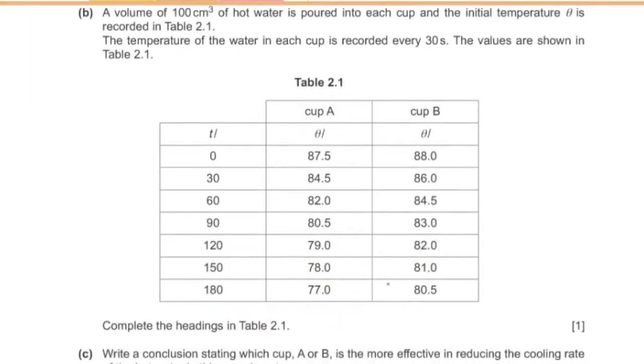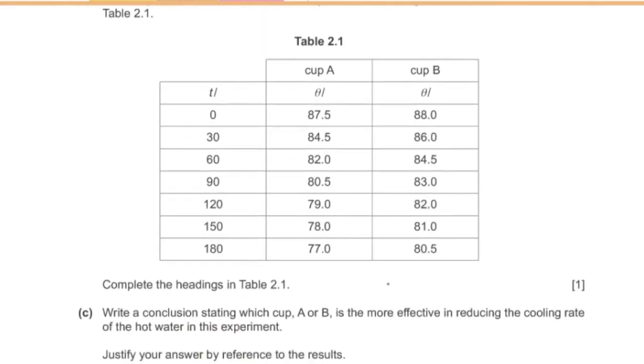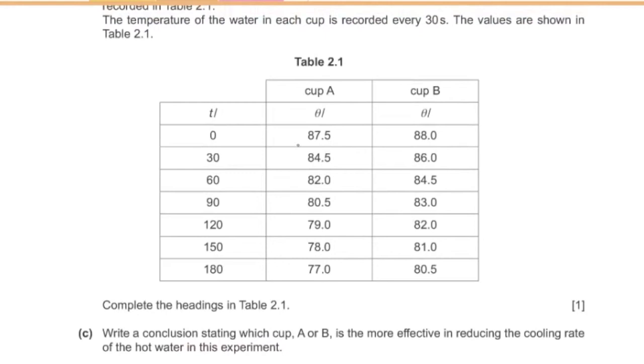Part B, a volume of 100 cm3 of hot water is poured into each cup, and the initial temperature theta is recorded in table 2.1. The temperature of the water in each cup is recorded every 30 seconds. The values are shown in table 2.1. Complete the headings in table 2.1. So t is the time interval, which is every 30 seconds, so this will be in seconds. Theta is temperature, which is going to be recorded in degrees Celsius.